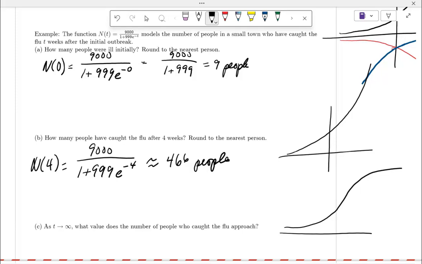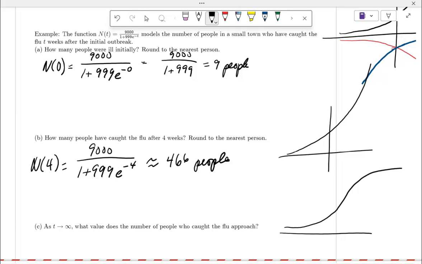That was a pretty quick growth, right? 4 weeks later, 466 people are sick rather than just the 9. That also sounds pretty familiar. All right. That okay? All right.